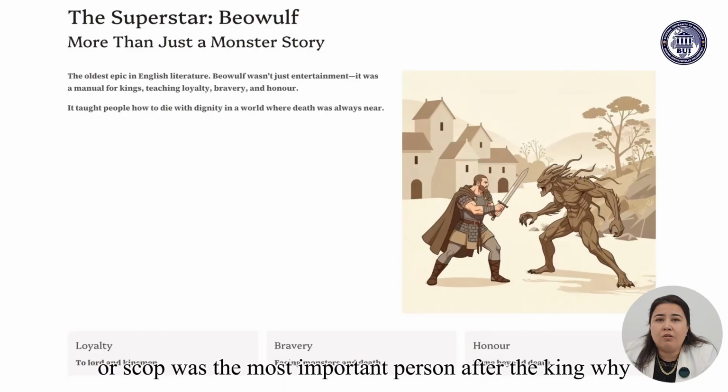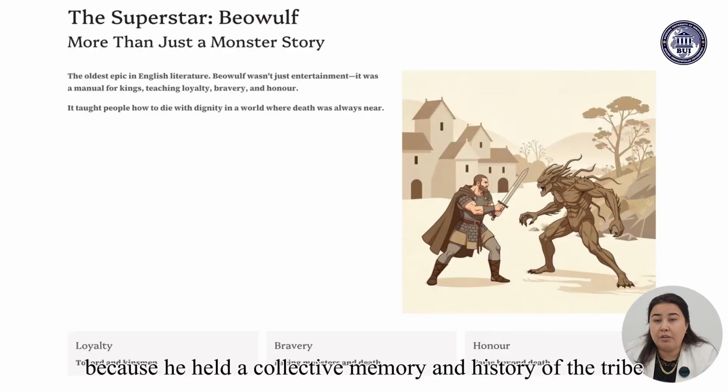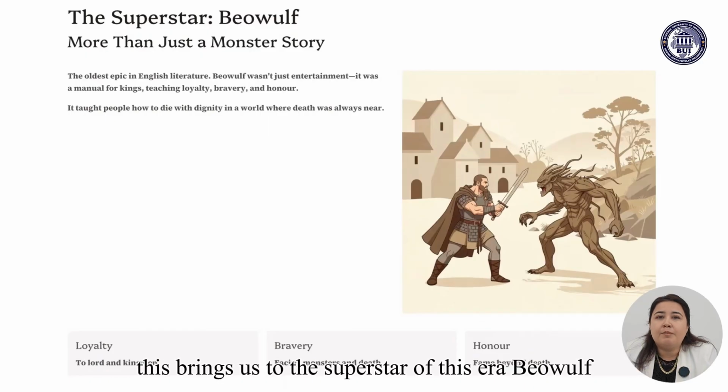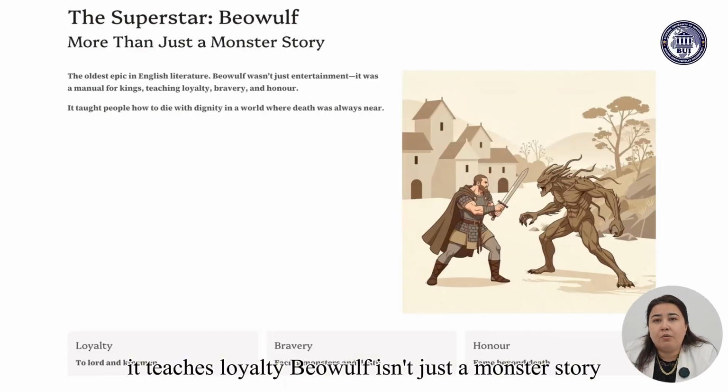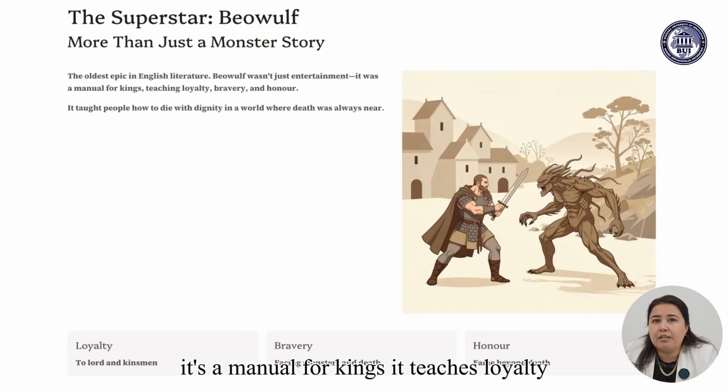The poet, or scop, was the most important person after the king. Why? Because he held the collective memory and history of the tribe. This brings us to the superstar of this era, Beowulf. Beowulf isn't just a monster story, it's a manual for kings. It teaches loyalty, bravery, and the inevitability of death.